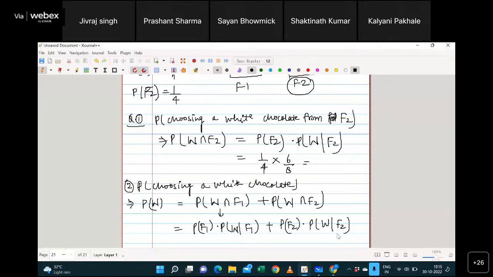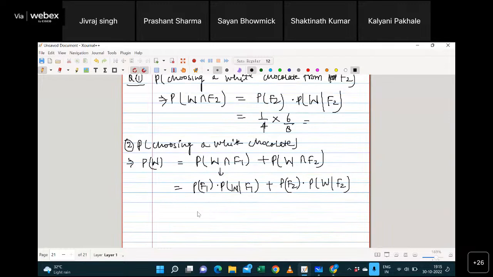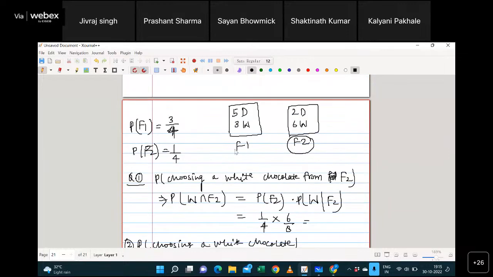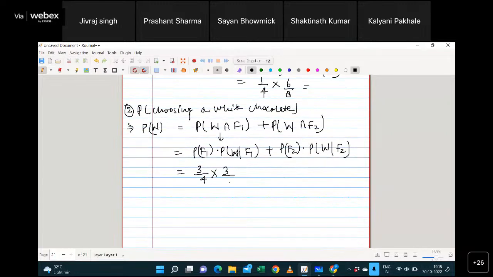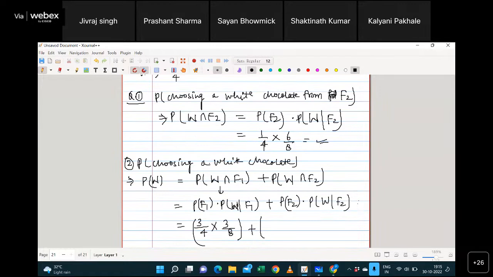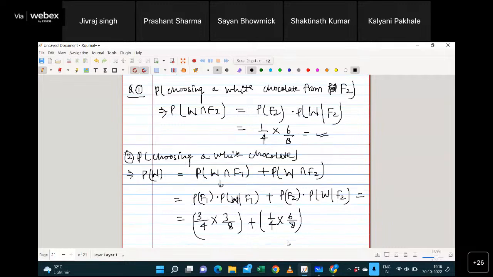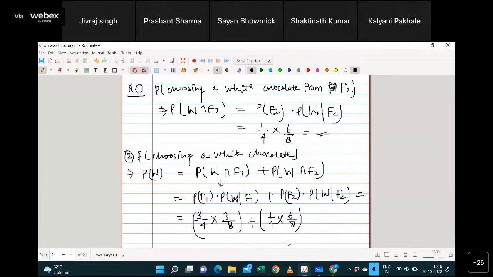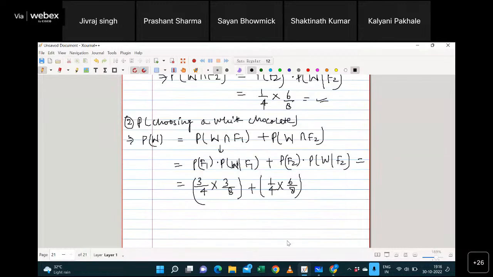Are you getting this point? Yes, sir. So what is the probability of choosing fridge 1? It was 3/4, times the probability of white chocolate given fridge 1, which is 3/8. Plus, this term is the same as before, so 1/4 times 6/8. Is it clear till this point? Yes, sir, it is clear.